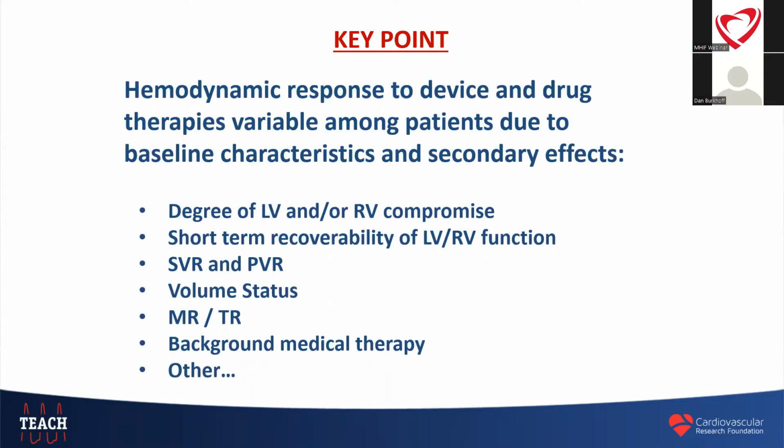And that is because, especially when we talk about devices, the hemodynamic response really depends highly on a number of factors. So for example, the degree of LV and RV compromise, which we've just talked about, plays a big role in the response to a device. Short-term recoverability of RV or LV function. So is this an acute fulminant myocarditis where whatever you do, in the short term, the contractility of the RV and LV are not going to improve? Or is it a case of ischemia where reperfusion will result in a gradual improvement in either RV or LV function? SVR and PVR, volume status, MR, TR, background medical therapy, all of these things impact the response.